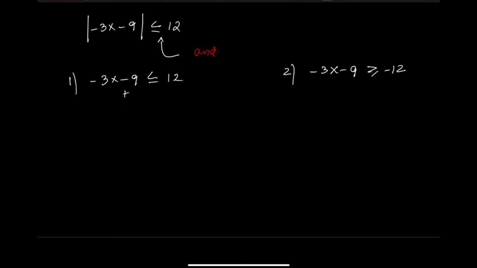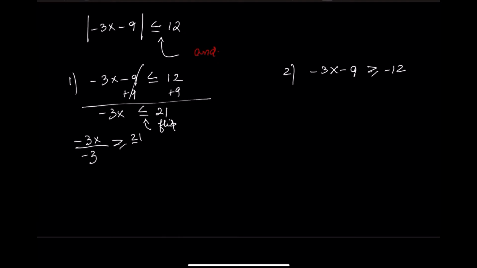Let's solve the first. Add 9 to both sides. -3x is less than 21. Now divide by -3. Flip the inequality. x is greater than -7.